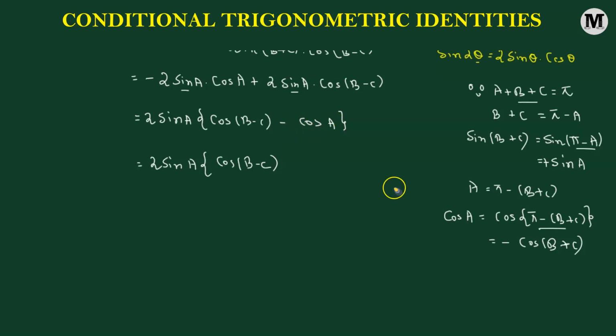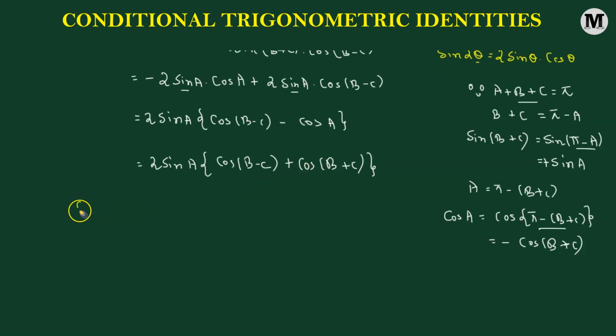So we have negative cosine A. So negative cosine A is simply going to become positive cosine of the angle B plus C. Okay. So what we have is the sum of two cosine functions. Now whenever we have the sum of two cosine functions, it transforms into the product of two cosine functions.